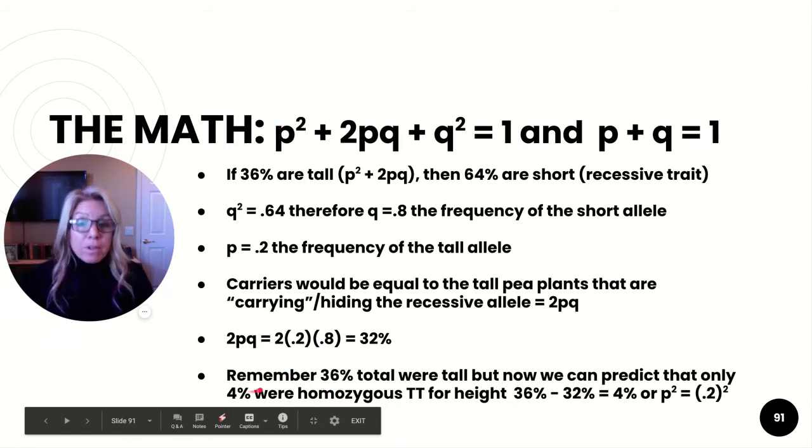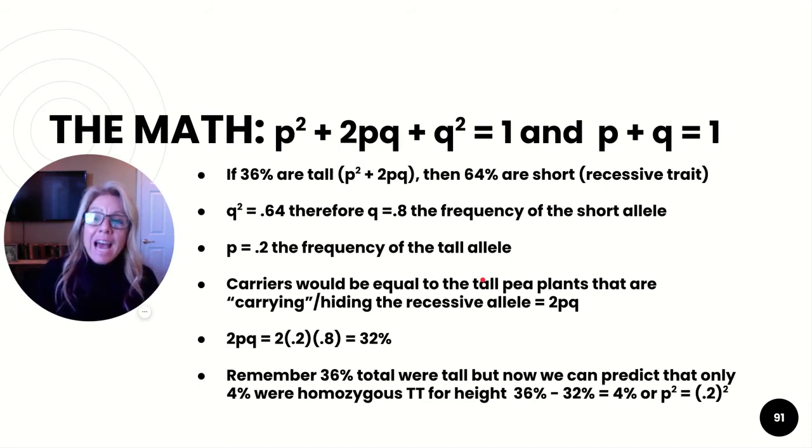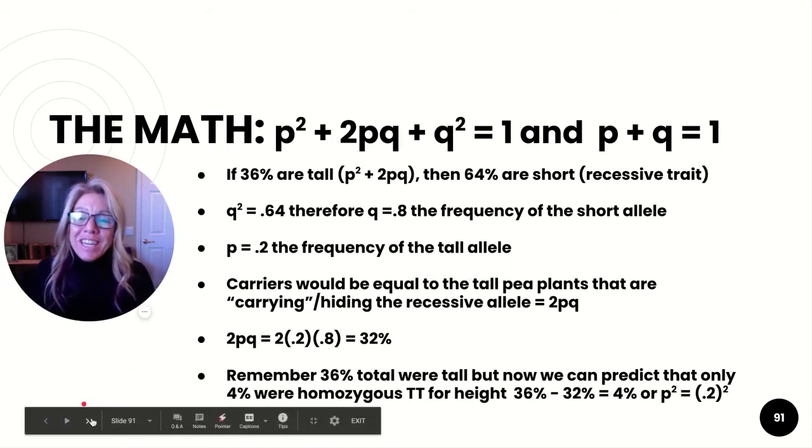I could do it a couple of different ways. Remember, 36% total were tall, but now that we know that 32% of them were the carriers, that leaves 4%. So 36 minus 32 is 4%. Or I could just figure it out because 0.2 was the frequency of the tall allele. 0.2 times 0.2, right, is going to be 0.04 or 4%. Okay, that is, again, looking at allele frequencies. And we use that to talk about evolution.